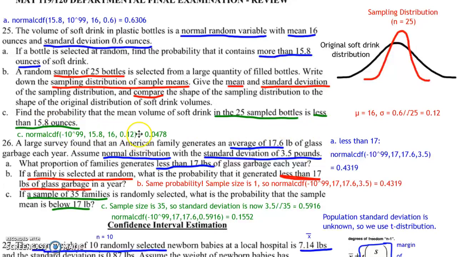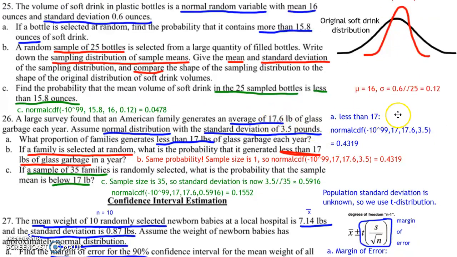And we're also changing our standard deviation because 25 sampled bottles changes our standard deviation to 0.12. That's the calculation that's shown here. For question 26, it tells us the average is 17.6 pounds, assuming normal distribution. These are very similar types of problems. For letter A, you use normal CDF.